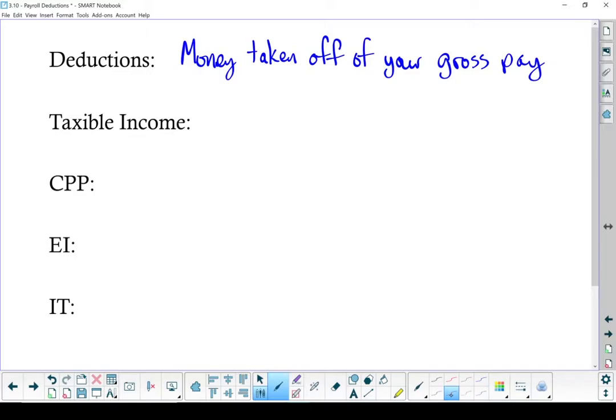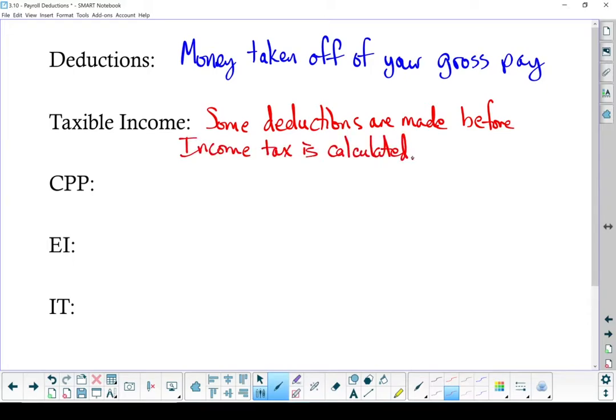Next definition is taxable income. Some deductions are taken off your income before you're charged income tax. Things like charitable donations are taken off before income tax is calculated. Canada Pension Plan and employment insurance are also taken off before your income tax is calculated. These deductions will actually lower the amount of income tax you'll have to pay, because income tax is always a percentage.